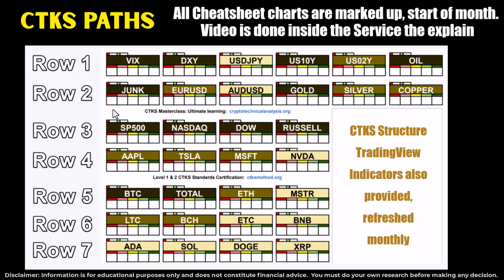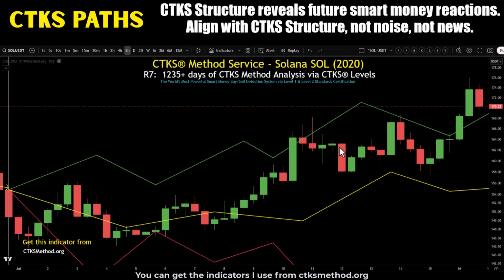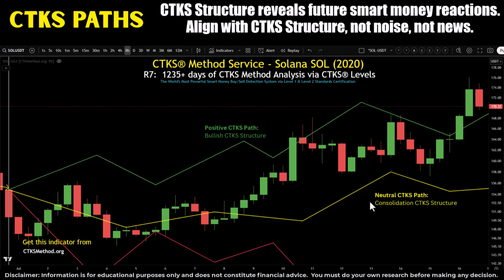Every single chart inside the cheat sheet is drawn up not only with the CTKS paths, but also a TradingView indicator of CTKS structure is provided. One of the biggest challenges facing traders and investors is to understand where is price going. For example, what does the positive price path look like from a structural perspective at the start of the month? What does a neutral price path look like? What does a negative or bearish CTKS structure price path look like?